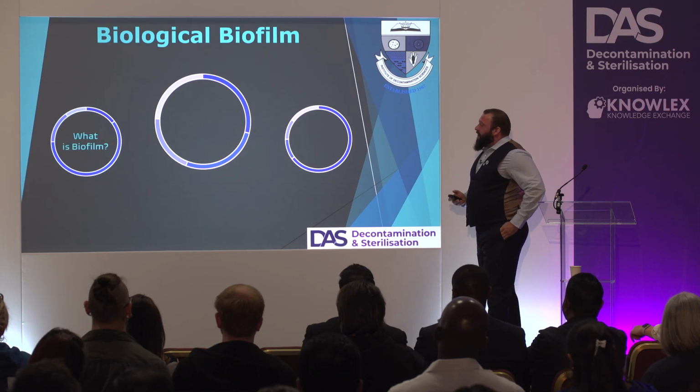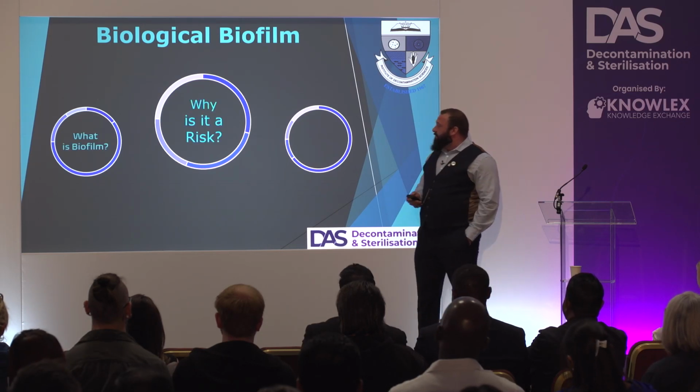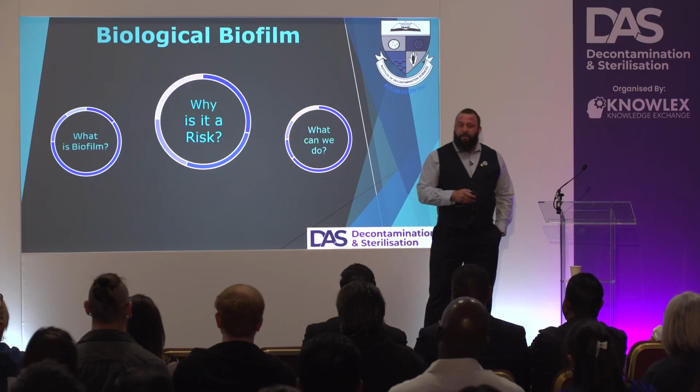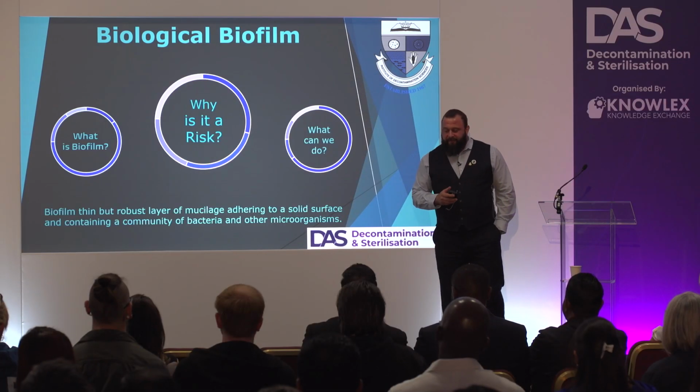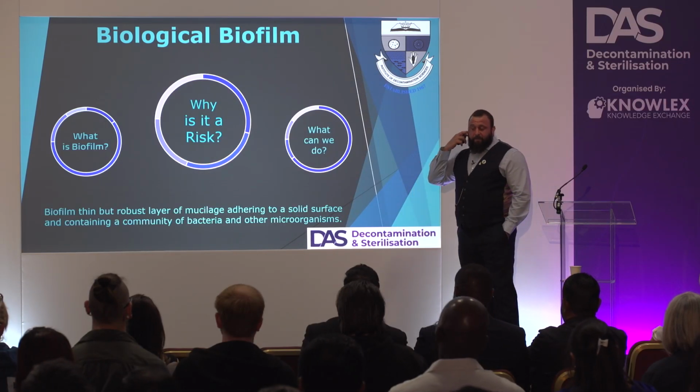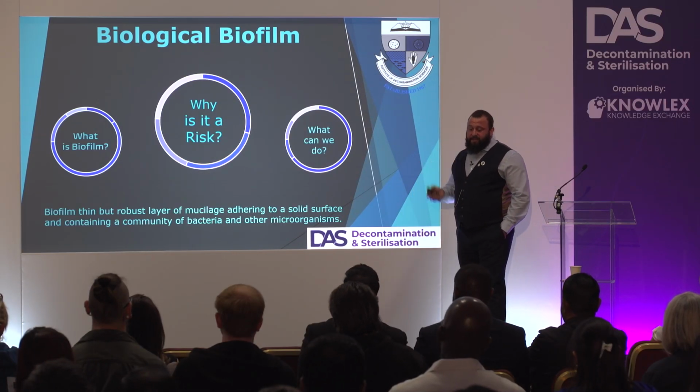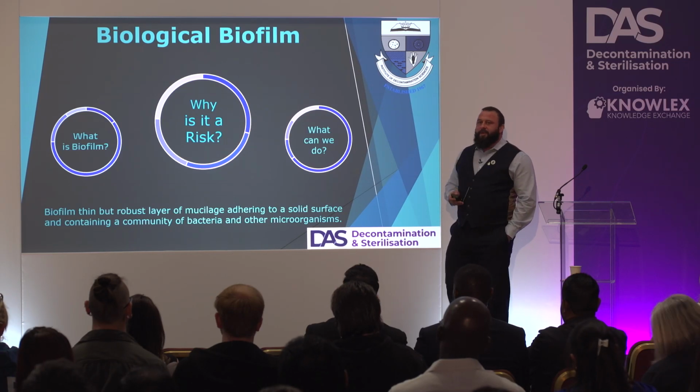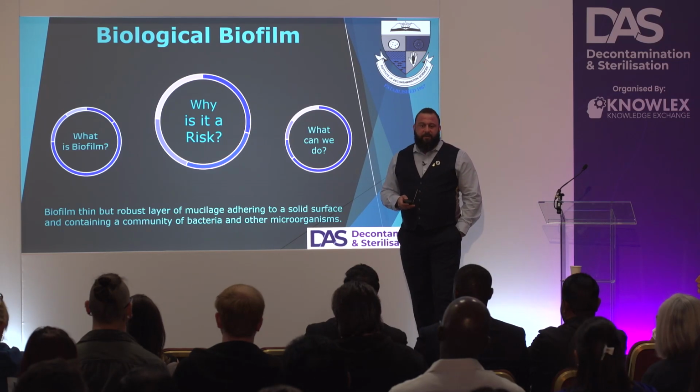So, biological biofilm. What is biofilm? Why is it a risk? And what can we do about it? Biofilm is a thin but robust layer of mucilage adhering to a solid surface and containing a vast community of bacteria and other microorganisms.